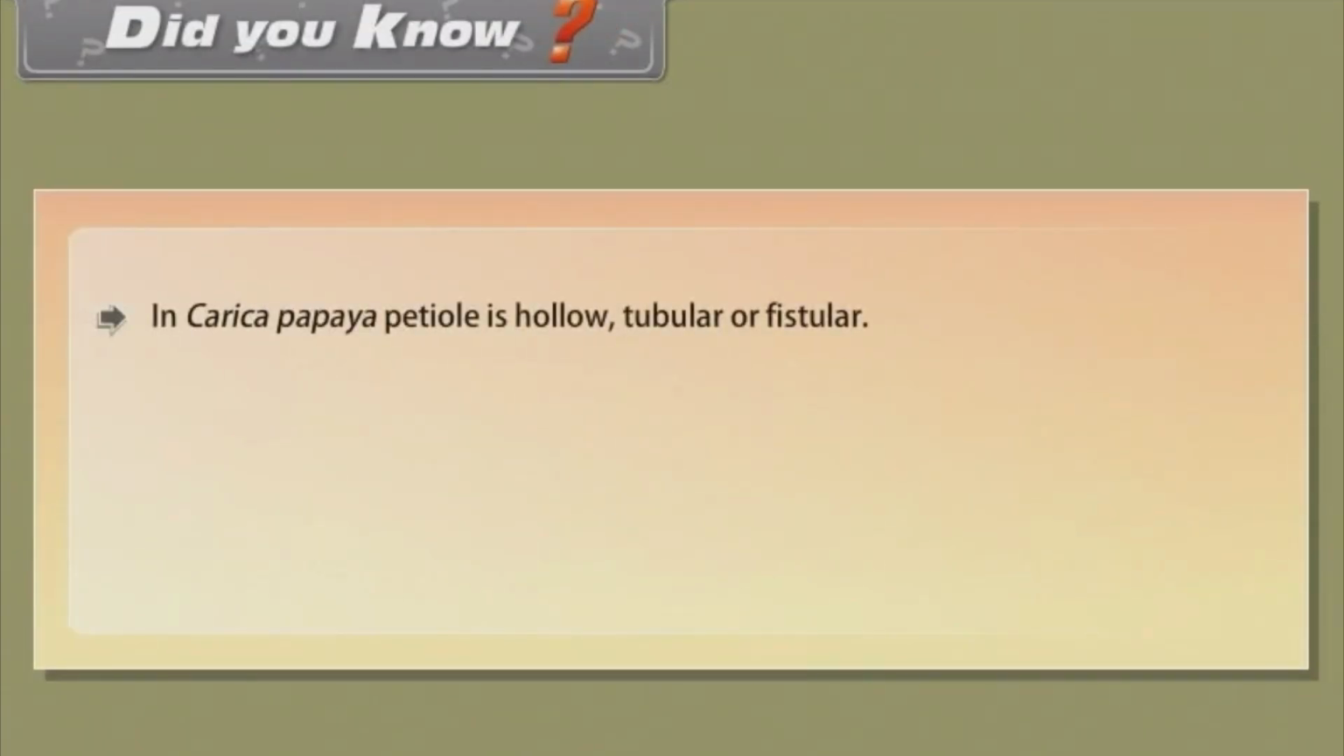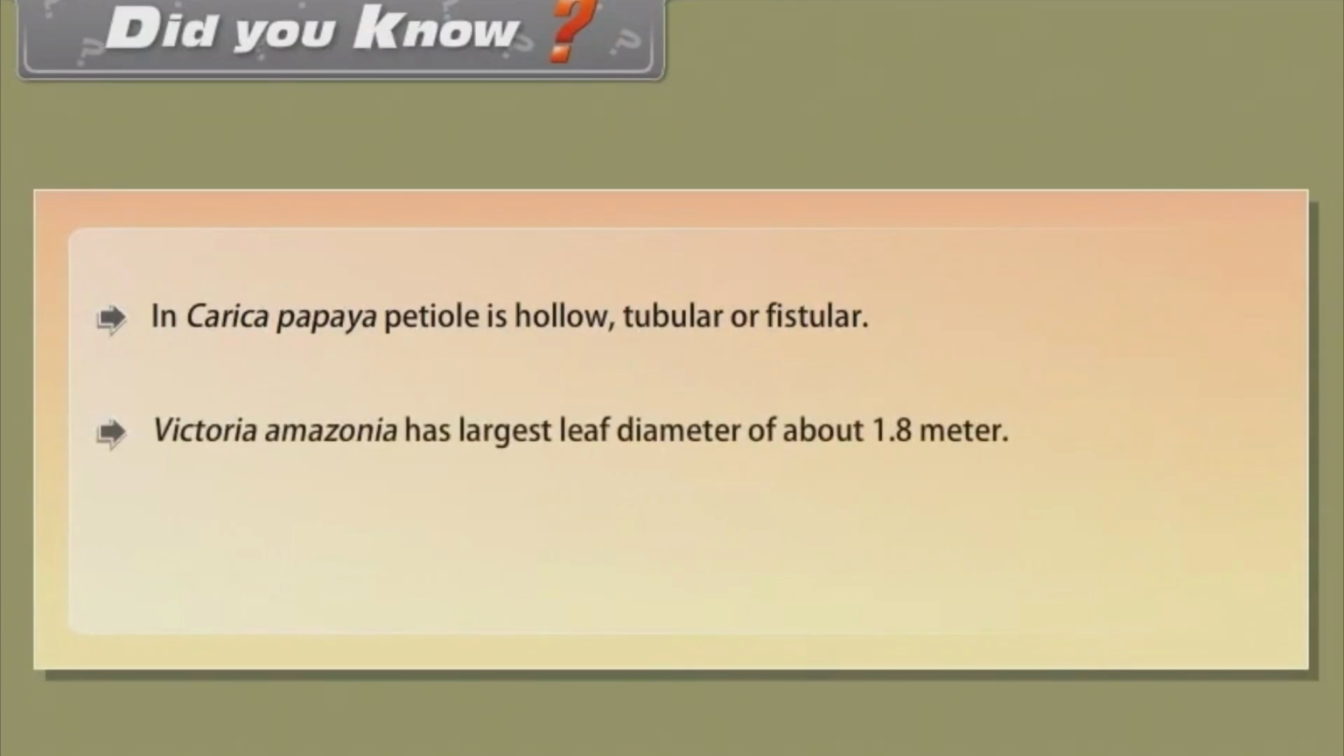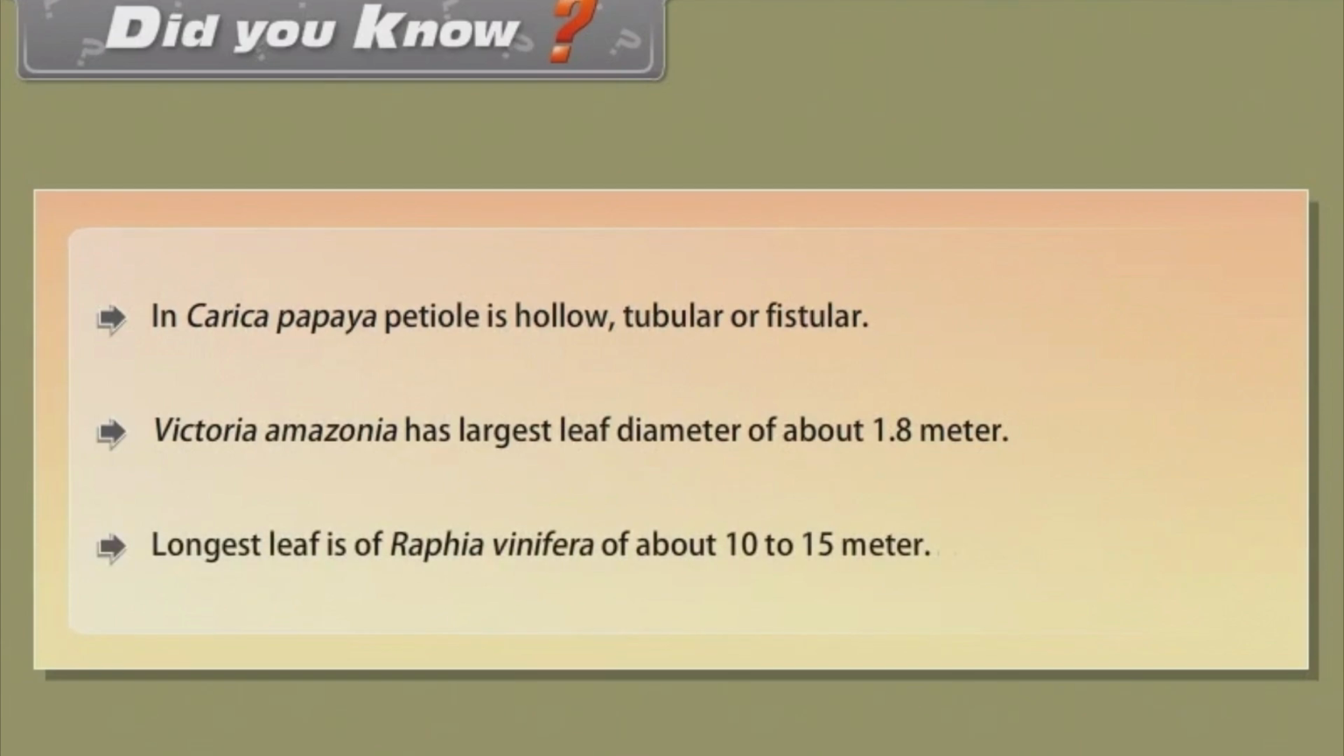Did you know? In Carica papaya, the petiole is hollow, tubular, or fistular. Victoria amazonica has the largest leaf, with a diameter of about 1.8 meters. The longest leaf is of Raphia vinifera, of about 10 to 15 meters.